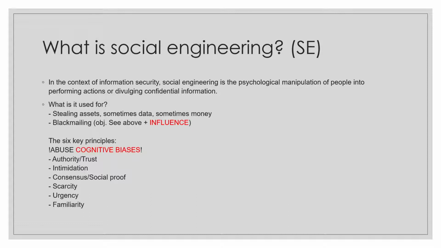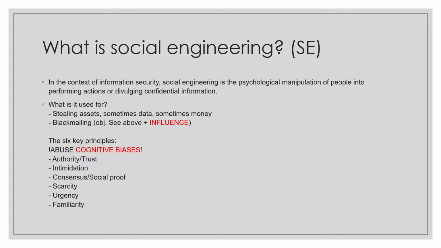malicious social engineers don't often target the large targets you might be familiar with. Their main targets are scammers or usual social engineers. So they abuse 6 key principles, which are listed down there: authority, trust, intimidation, consensus or social proof, scarcity, urgency, and familiarity.